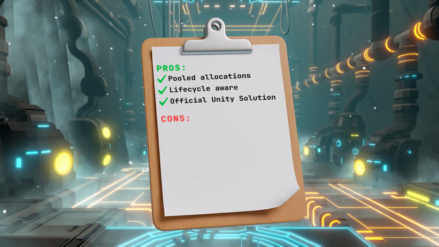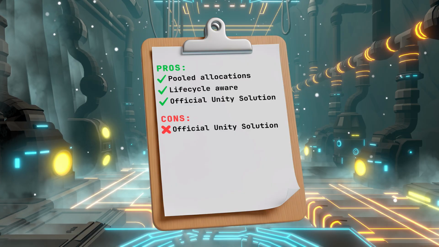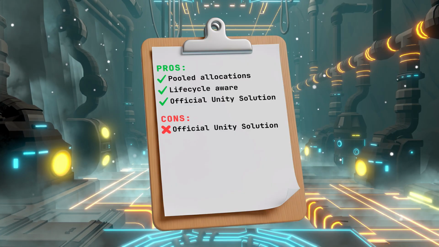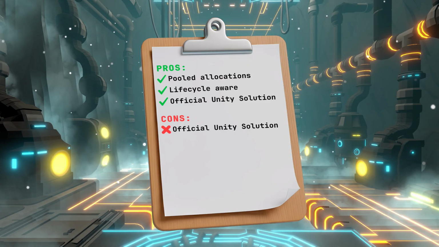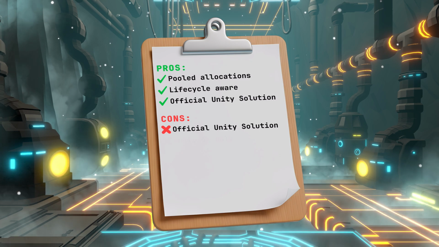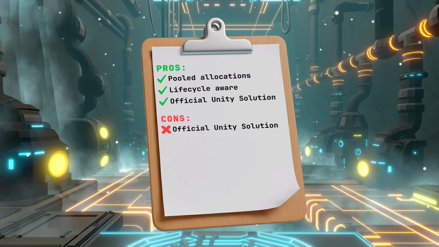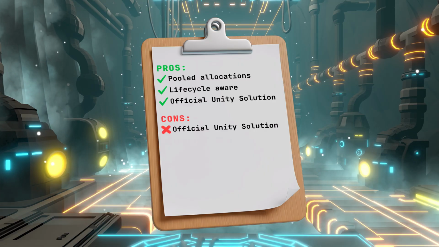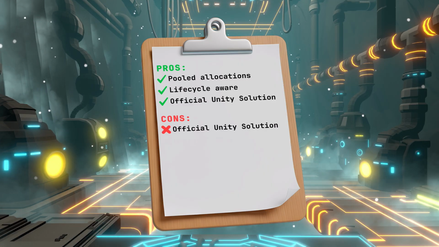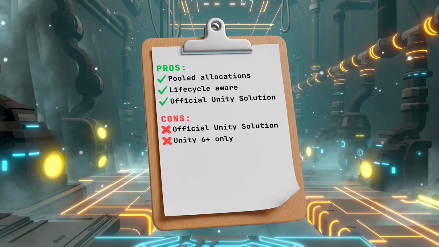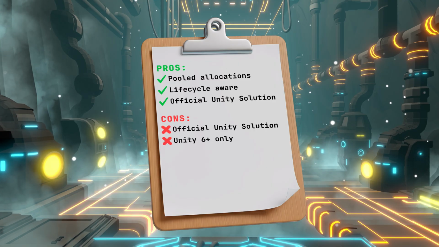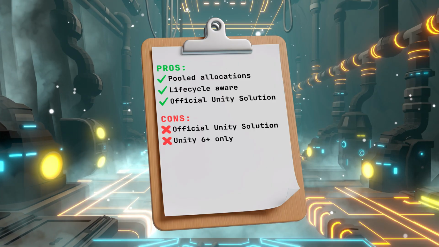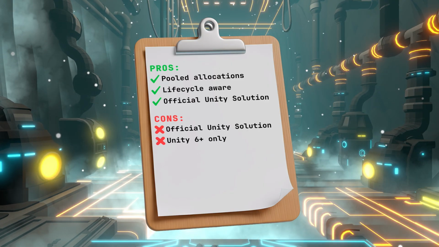The cons, well, it's an official Unity solution. Don't get me wrong, nothing against Unity. It's just closed source and baked into the editor. That means bug fixes only arrive with Unity updates, along with new bugs in other systems. And it's only available in Unity 6 and newer. If you can't upgrade, and there are plenty of reasons why you might not, you won't have access to Awaitables.